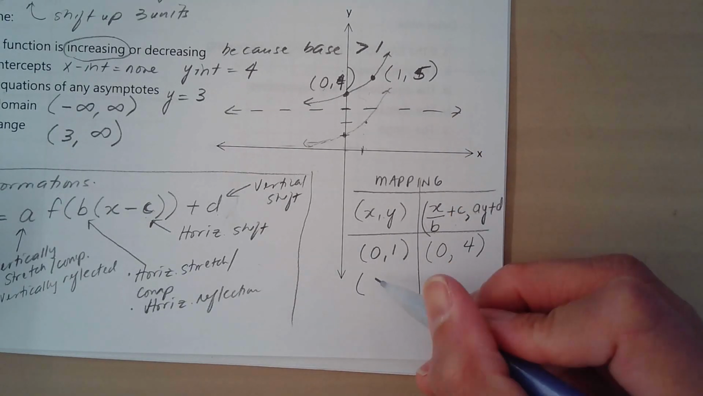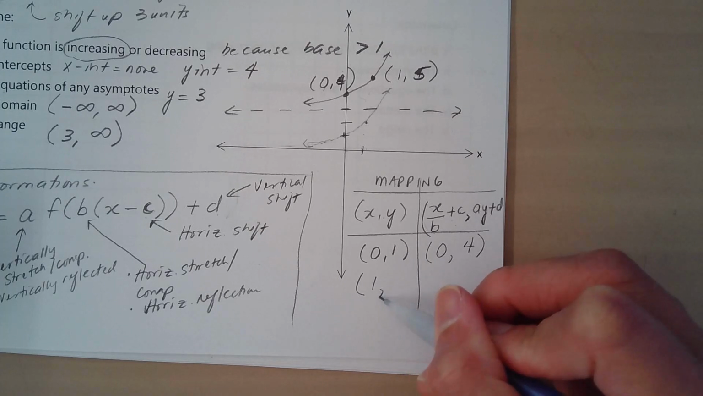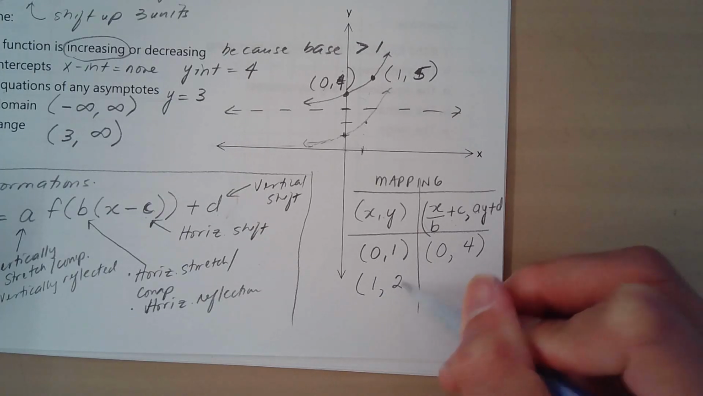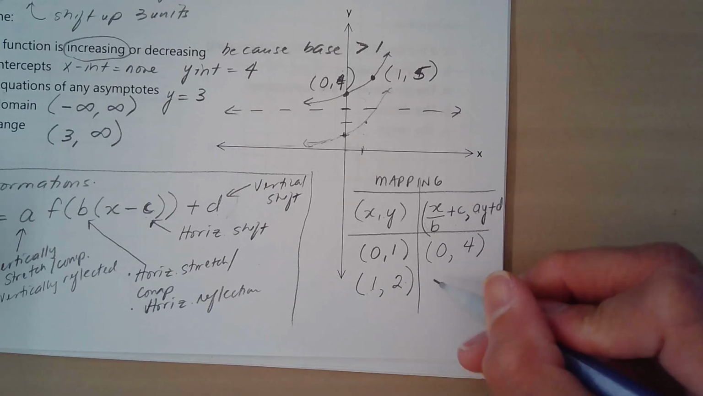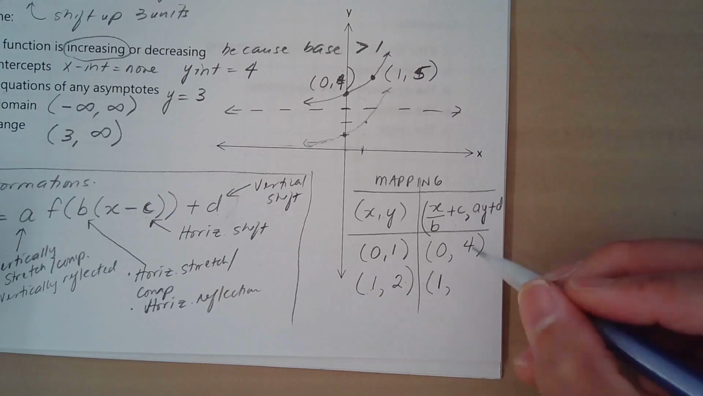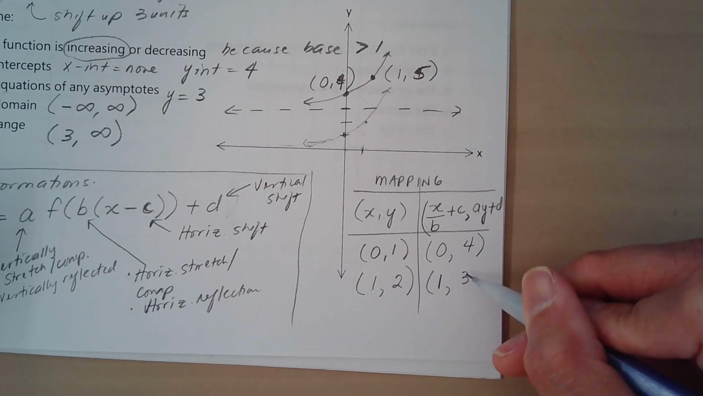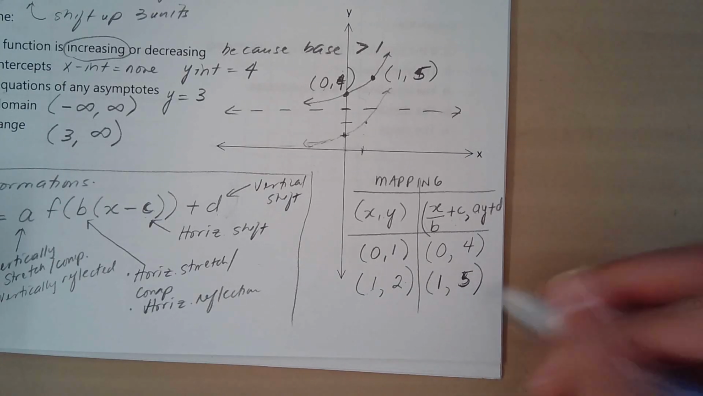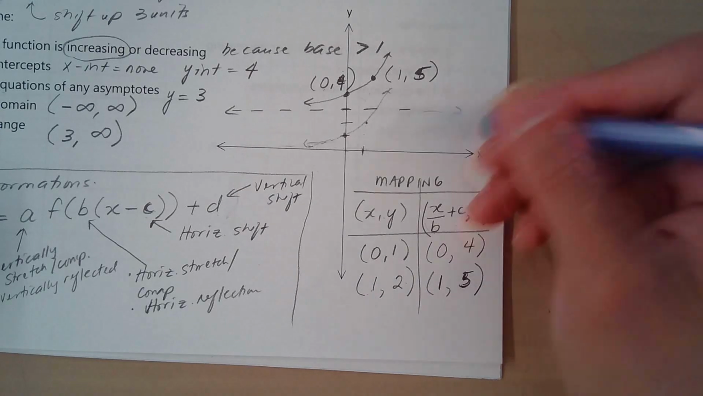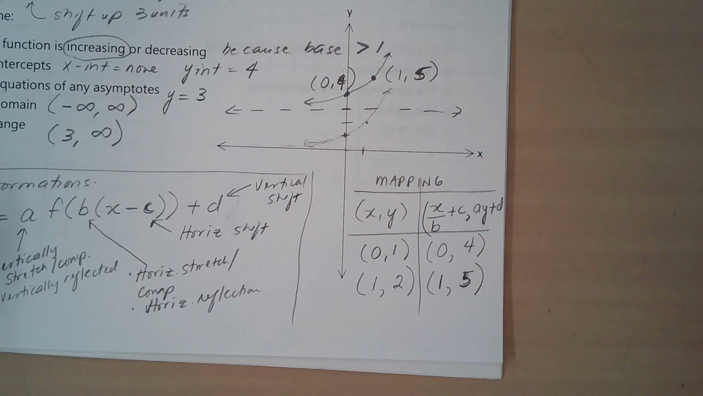The other point that we have was 1, 2. 1 and then the base. So it's 1, comma, 3 plus 2 is 5. So 1, 5. So it's 1, 5 right there.